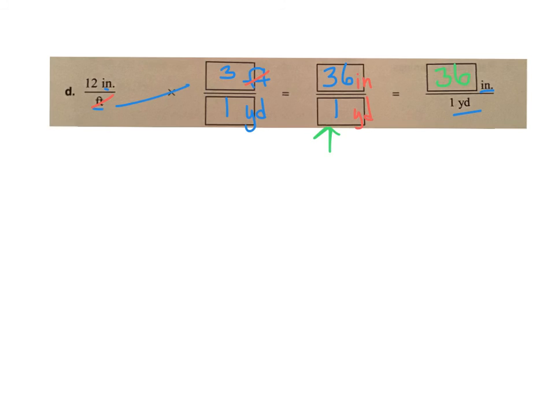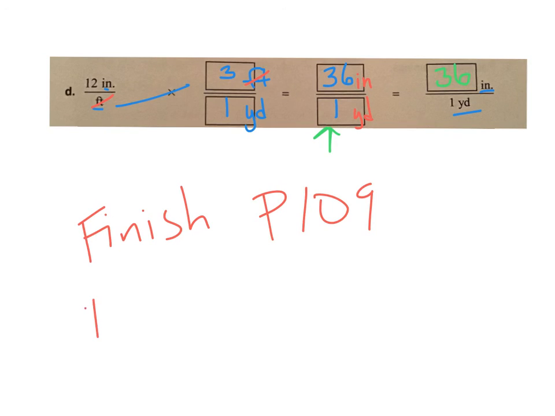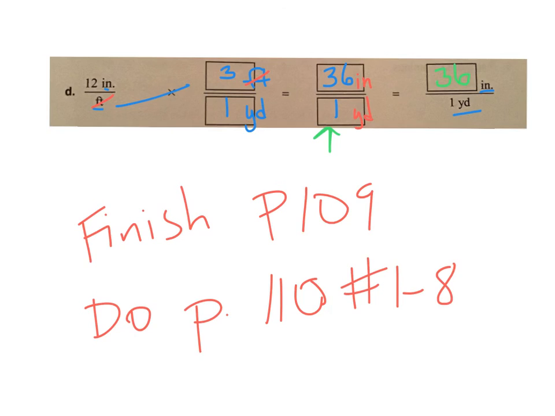And then you need to turn the page, and you need to do page 110. So you need to finish page 109, and then you need to do page 110. You're doing numbers 1 through 8. So page 109 was numbers 1 through 4. Well, it's not just 1 through 4. It's a bunch of letters, so I'm not going to put it on that one. So holler if you need help.